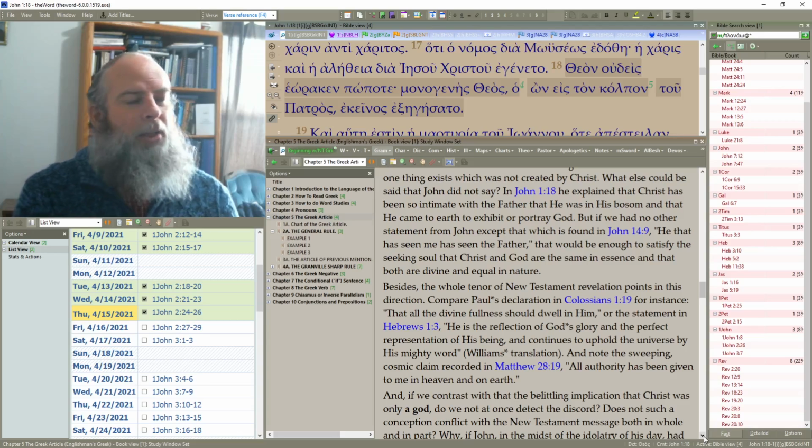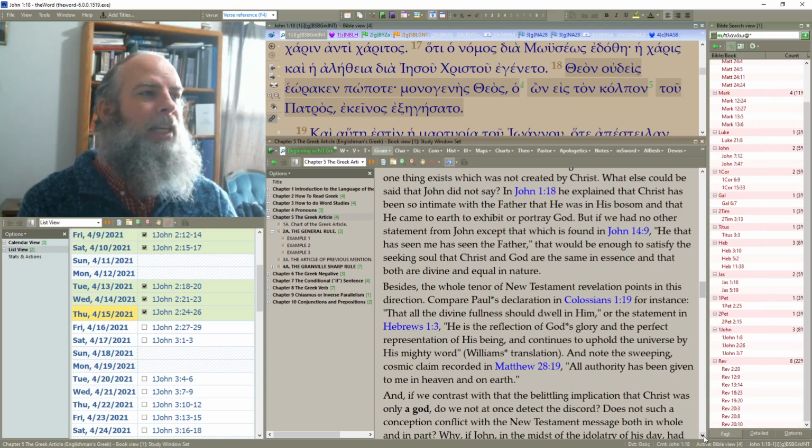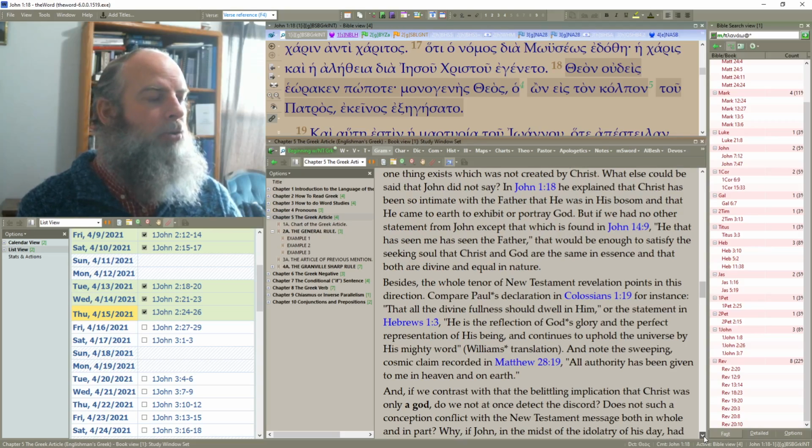But if we had no other statement from John except that which is found in John 14:9, "He that has seen me has seen the Father," that would be enough to satisfy the seeking soul that Christ and God are the same in essence, and that both are divine and equal in nature.